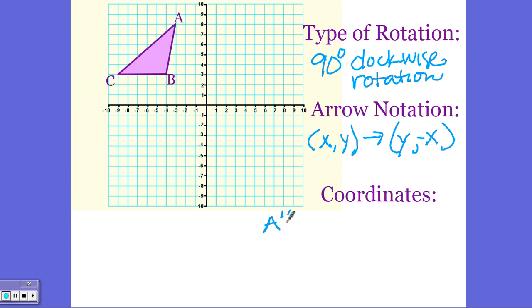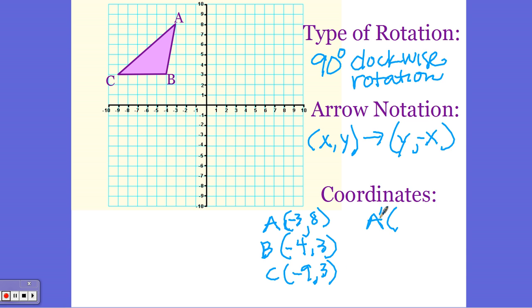So if I look at where point A is, at -3, 8. Point B, I didn't mean to put the prime on that point A. That's just regular point A. Point B is at -4, 3. And point C is at -9, 3.